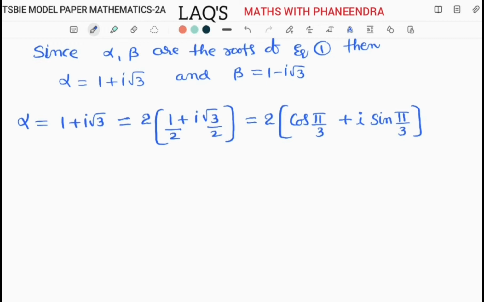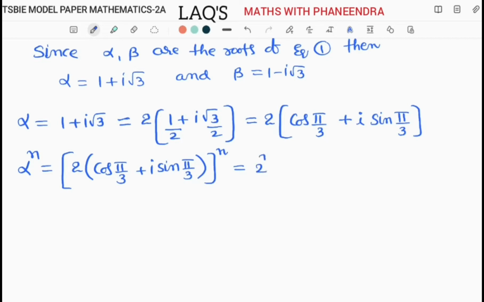But they are asking for alpha power n. So we got the alpha value now, and we can calculate alpha power n. 2 into cos pi by 3 plus i sin pi by 3, whole power n. So 2 power n, by using de Moivre's theorem, cos pi by 3 plus i sin pi by 3 whole power n can be written as cos n pi by 3 plus i sin n pi by 3. So this is the value of alpha power n.